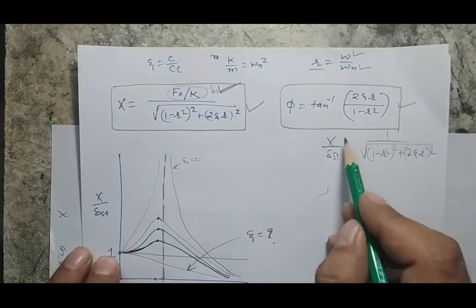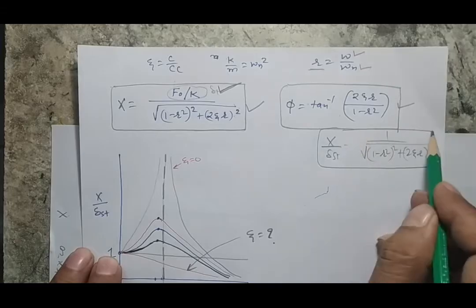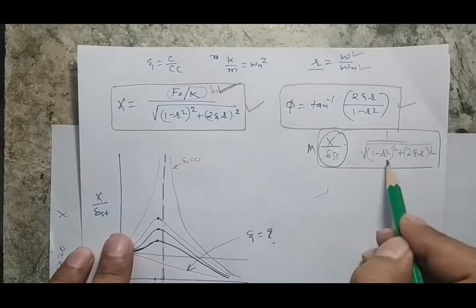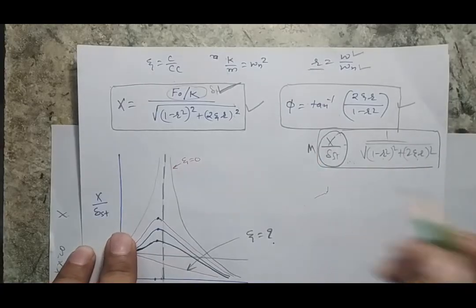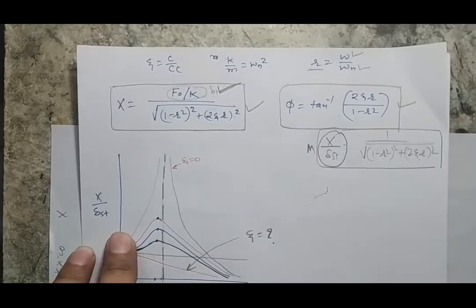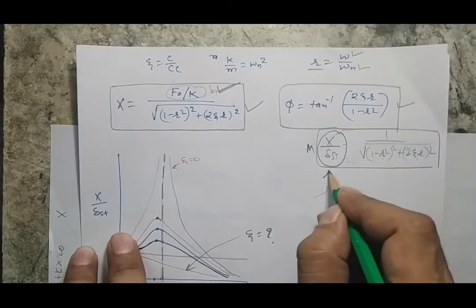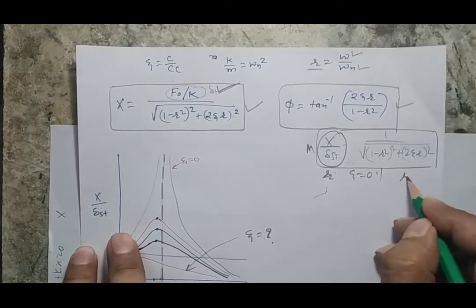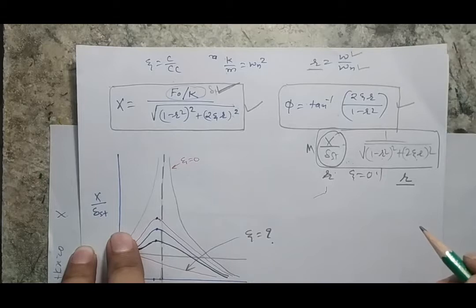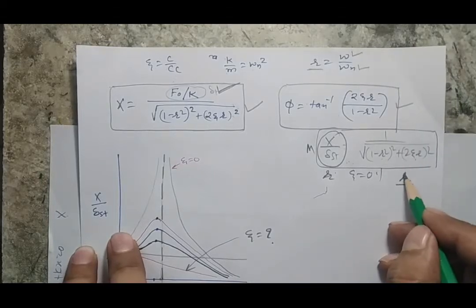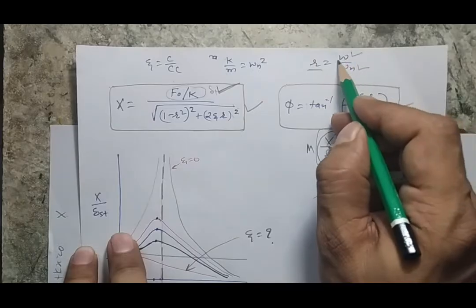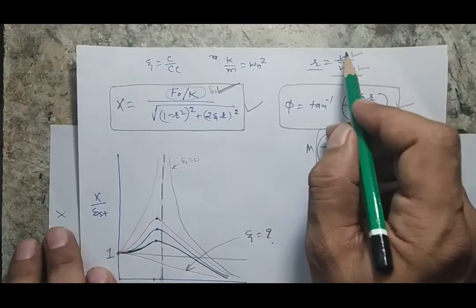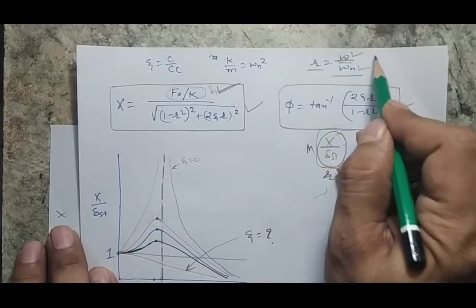Now if this is my magnification factor, and I am interested in seeing the variation of this magnification factor with respect to r or zeta, I will consider different values of zeta and plot my system. Suppose my zeta is initially 0.1. Now zeta is fixed, and I will vary my r. Mathematically I am saying that I am going to vary my r, but physically what I am going to do is change the excitation frequency, because the natural frequency is constant for a given system. So I am going to change the excitation frequency, and I will see what happens to my system.